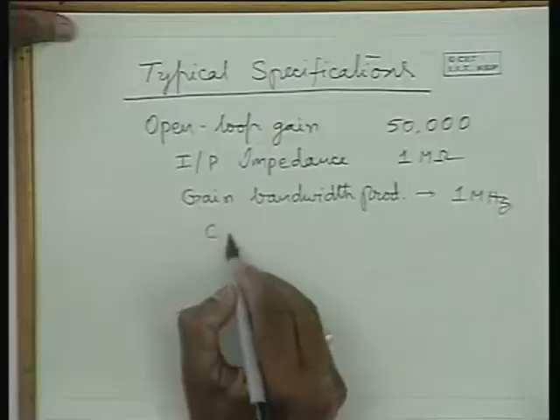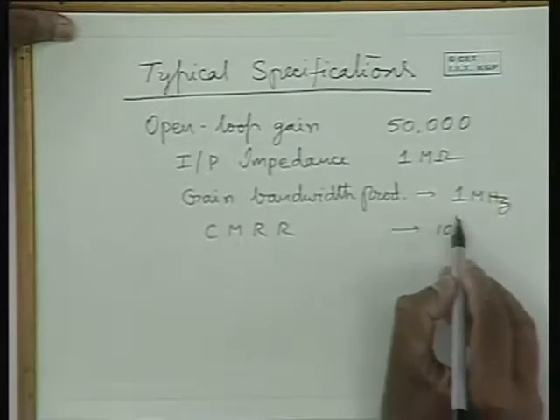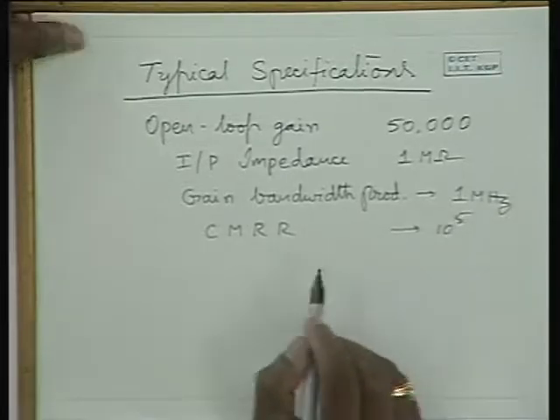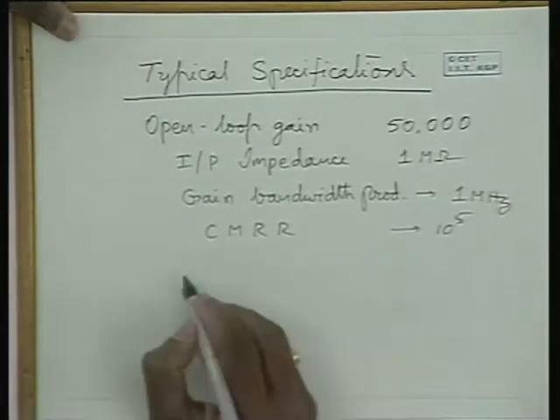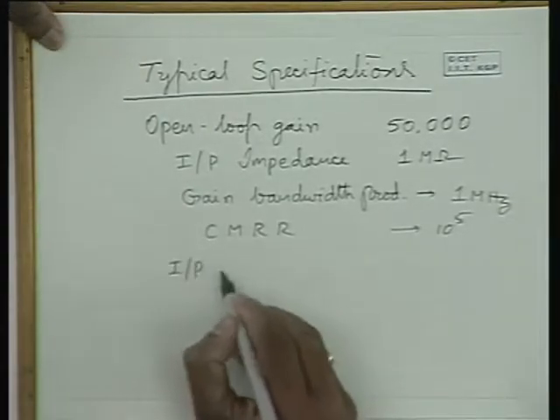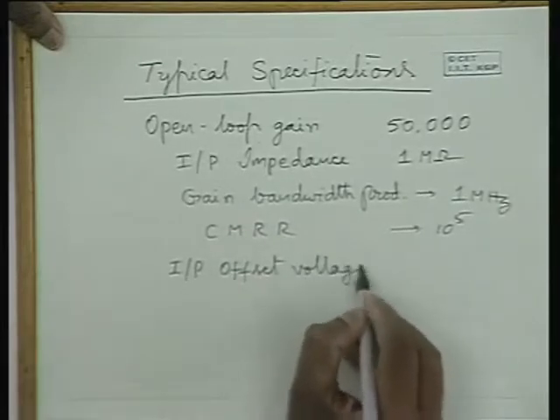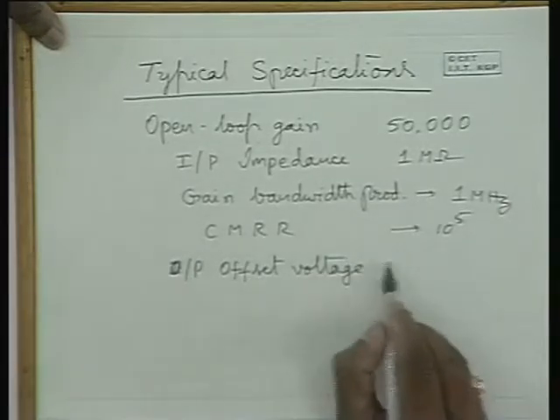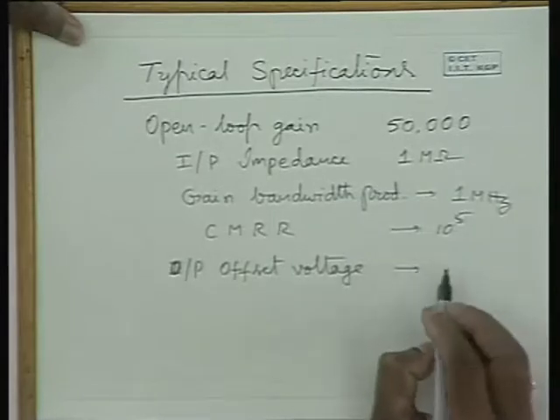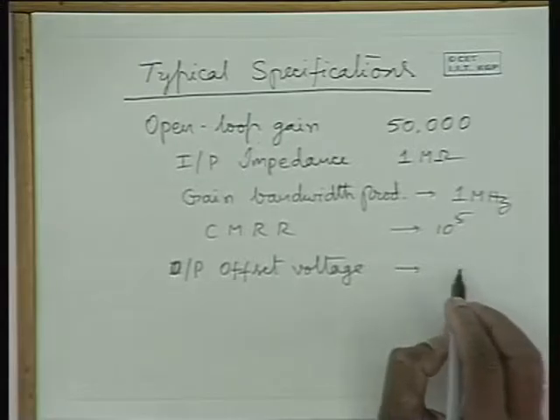So next, CMRR, the common mode rejection ratio, which is of the order of 10 to the power of 5, is a specification, and input offset voltage. First let me explain the output offset voltage. It is a specification of the order of a millivolt.